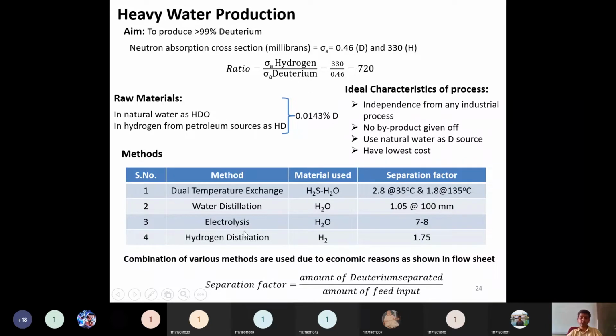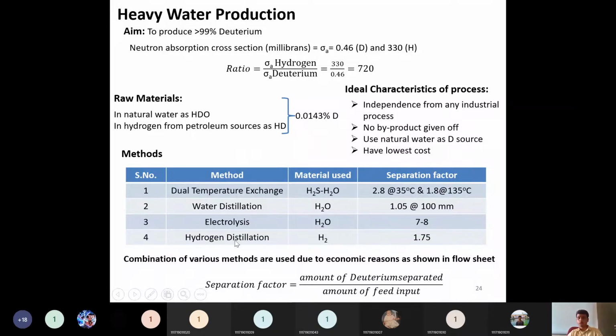Then the next method is hydrogen distillation. We have to distill hydrogen. Hydrogen sourced from petroleum can be used to distill this deuterium oxide, and its separation factor will be around 1.75. A combination of various methods is used for economic reasons, as shown in the flow sheet. The flow sheet will contain the combination of all these four methods.